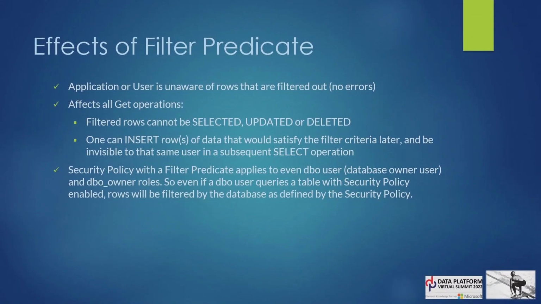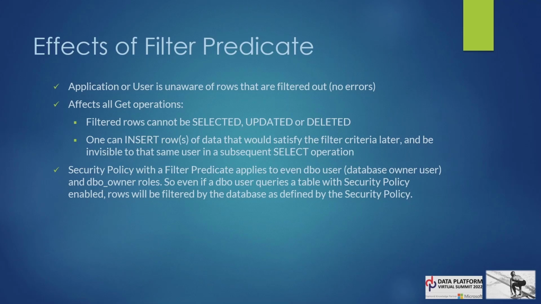What are the effects of the filter predicate? The application or user is unaware that rows have been filtered out. There are no errors. It affects all get operations. Filtered rows cannot be selected, updated, or deleted. One can insert rows of data that would satisfy the filter criteria later and be invisible for that same user in a subsequent select operation.